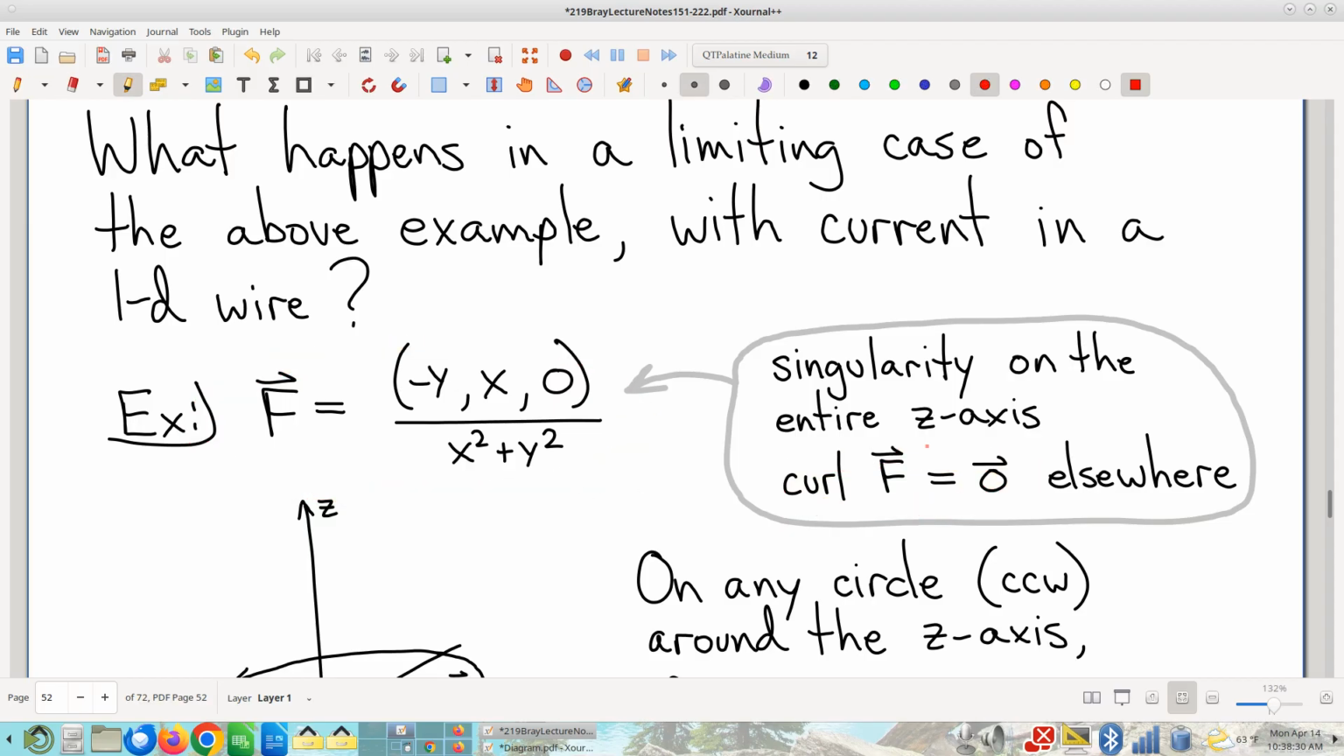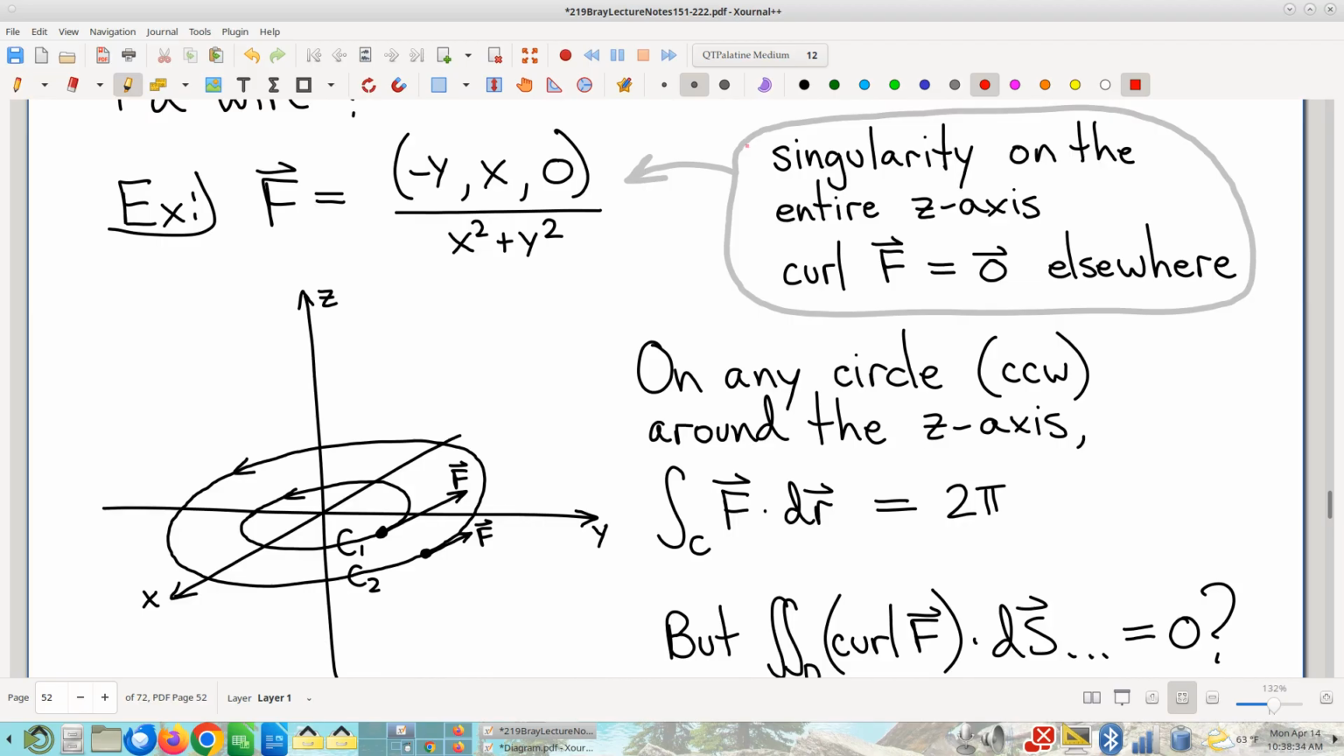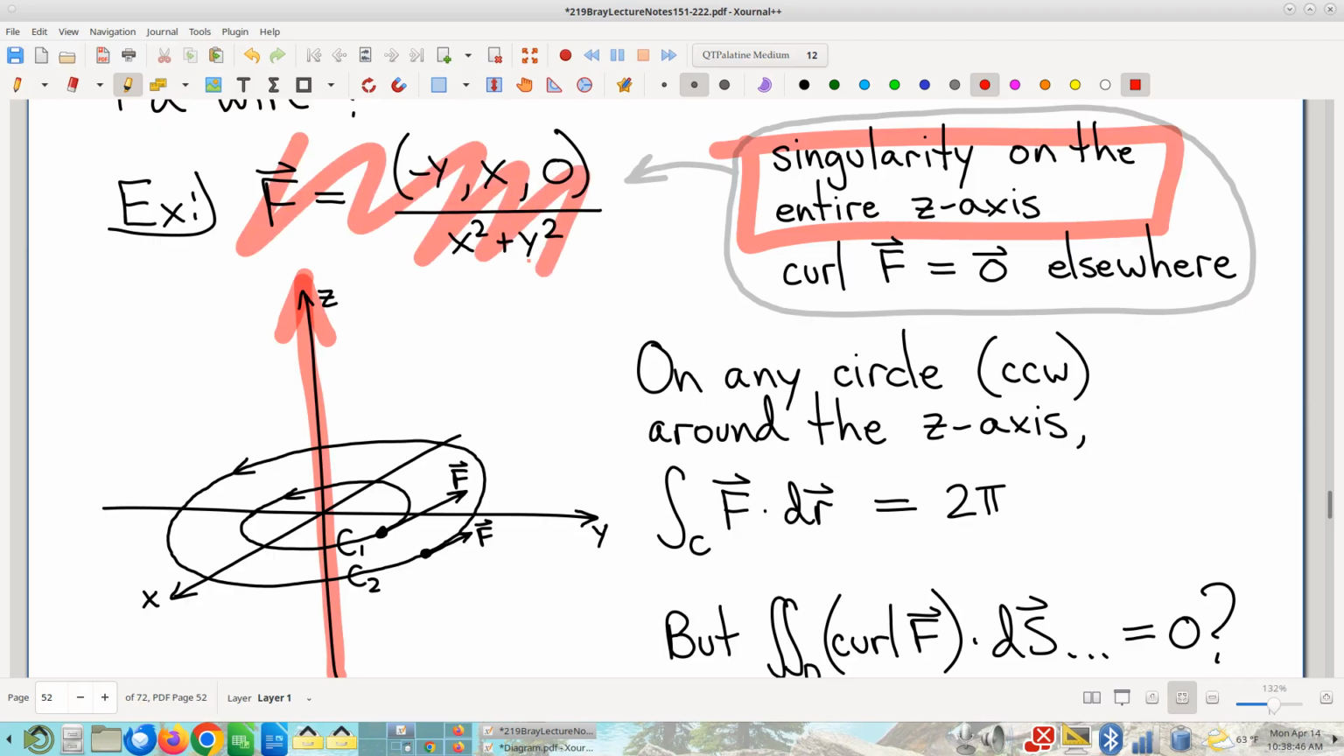Well, that is everywhere except for the z-axis. Now, on the z-axis, x and y are both 0, which means the vector field doesn't even exist. It's undefined. Right, so here's our singularity then. So this vector field does not make sense on the z-axis.